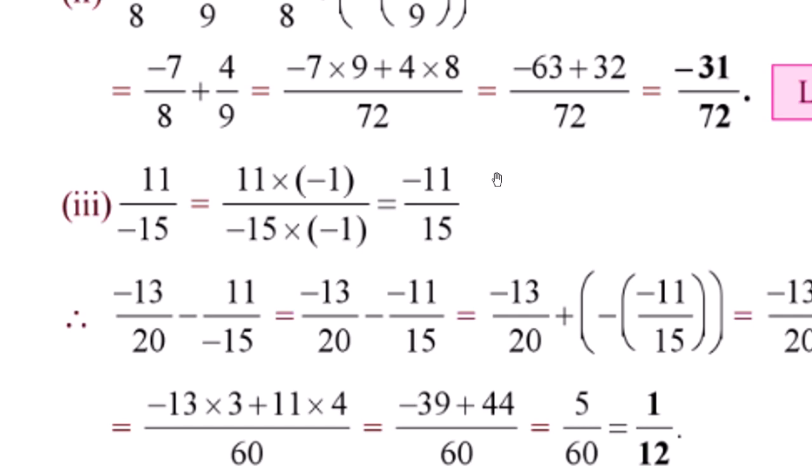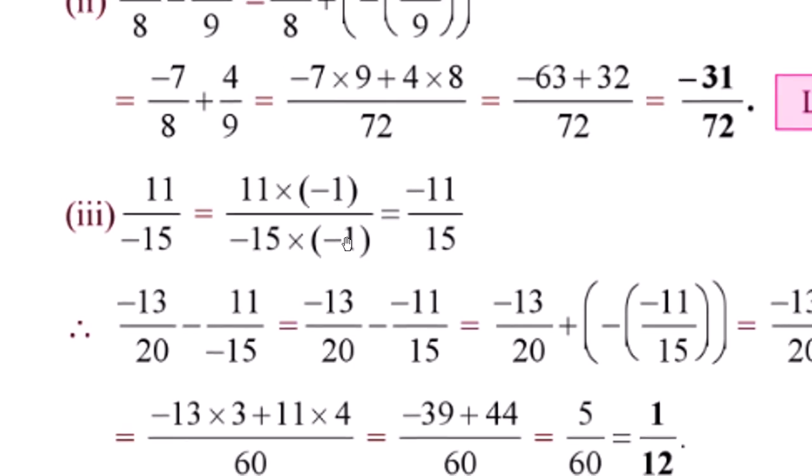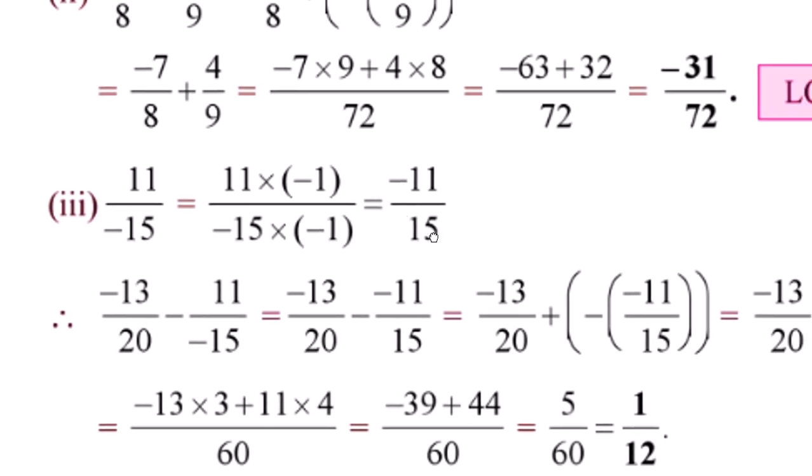Third one, 11 by minus 15 they have given. So, not in the standard form. First, we have to change it into standard form. How? By multiplying with minus 1, both numerator and denominator. Let's change it to standard form.